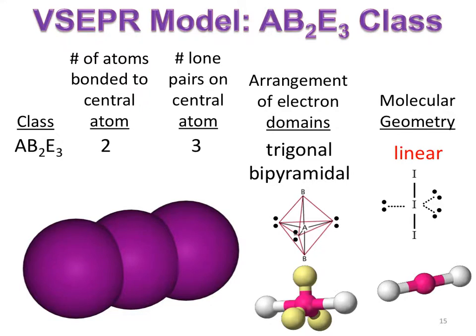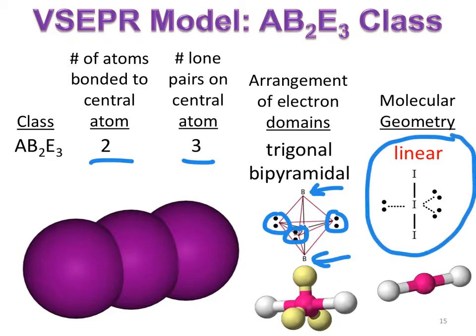The last of the 5 domain systems is the AB2E3 class. It has 2 bonded pairs and 3 lone pairs. All 3 lone pairs go in equatorial positions. As a result, it leaves the 2 bonded pairs opposite each other, and we end up with a molecular geometry that is linear. Again, stress that the electronic geometry, that is the geometry of the electron domains, is trigonal bipyramidal. So these molecules are linear.